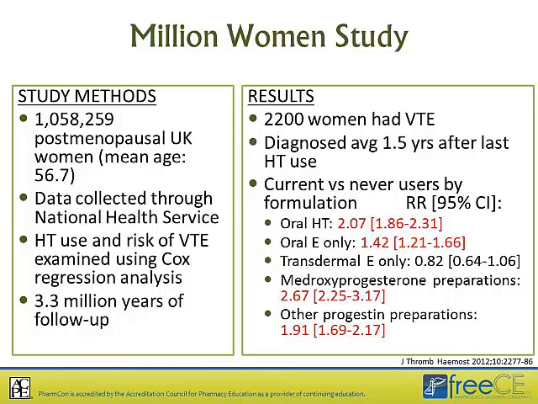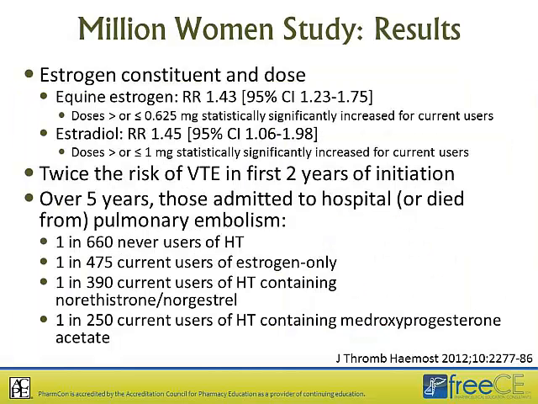Now, interestingly, there were also increased risks involved with the progestogen that was chosen. So that for medroxyprogesterone preparations, there was a 2.67 times increased risk, and for other progestin preparations, almost a twofold increased risk, which were in both cases statistically significant. This study also went on to evaluate the type of estrogen and progestogen that was used in the hormone therapy.